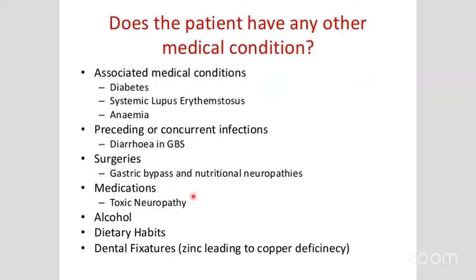We also have to check whether the patient has any associated medical condition, that is type 2 diabetes, SLE, anemia, any preceding or concurrent infections, that is diarrhea, any history of any surgeries which may predispose to a nutritional neuropathy, any medications which may cause toxic neuropathy, that is cisplatin, chemotherapeutic agents, vitamin B6, antiretroviral therapies. We have to check for that. We have to ask for history of alcohol consumption, dietary habits, and history of any dental fixtures. Zinc might cause copper deficiency, which might cause further neuropathy.